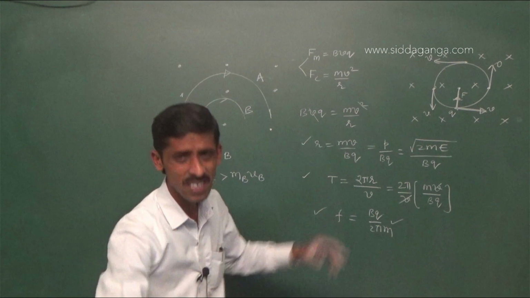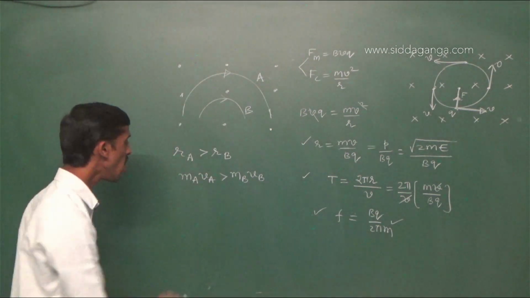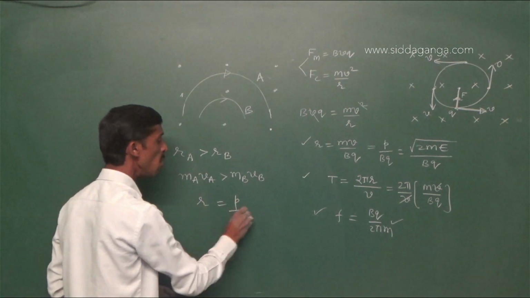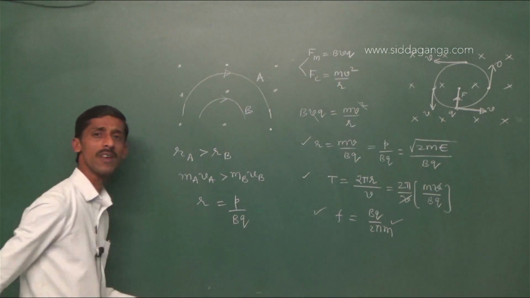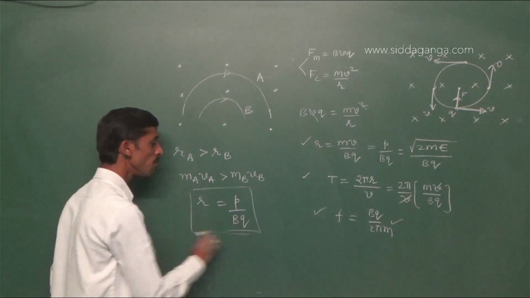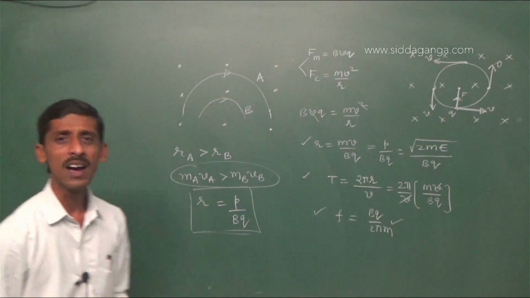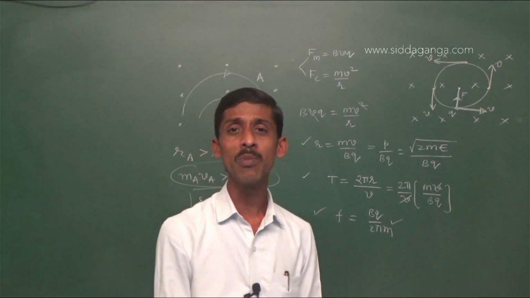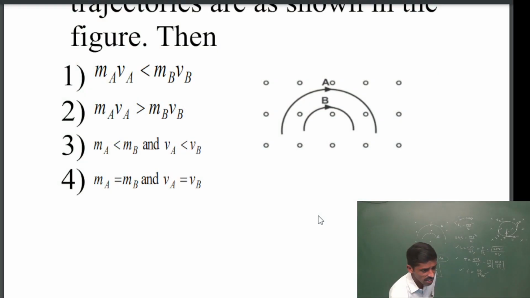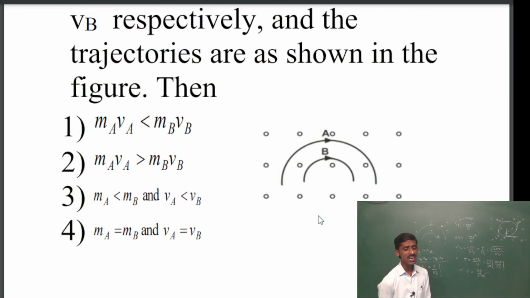velocities and masses both are given. So R is directly proportional to momentum. So R is equal to P by BQ. So what is the inference you can do from this? Linear momentum of the particle A is more than particle B. So that is why MA VA is more than MB VB.